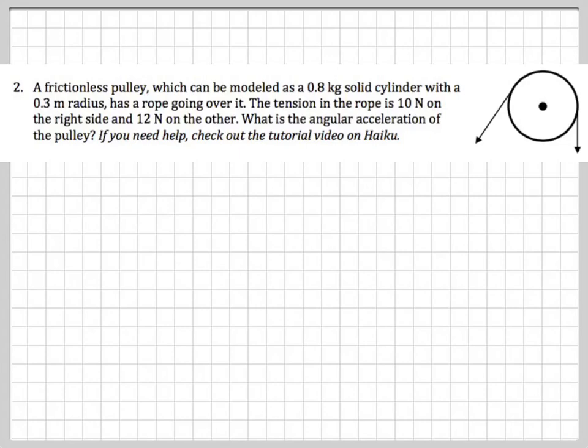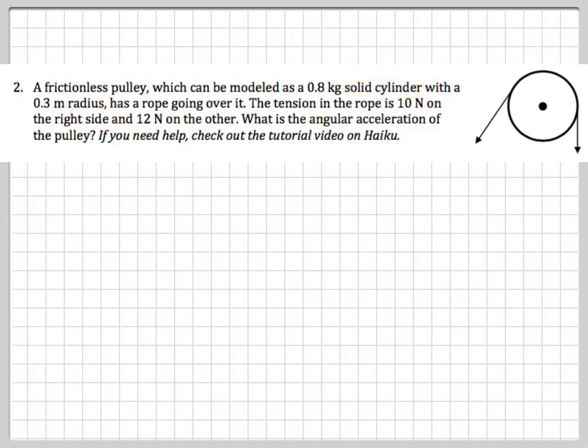So let's dive in. It says that a frictionless pulley, which can be modeled as a 0.8 kilogram solid cylinder with a 0.3 meter radius, has a rope going over it. The tension in the rope is 10 newtons on the right side and 12 newtons on the left side. What is the angular acceleration of the pulley?